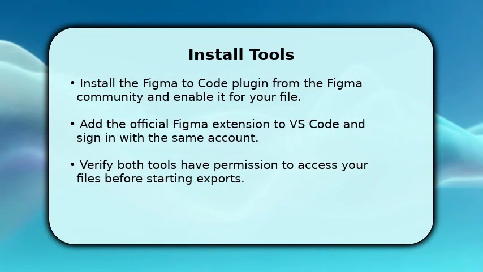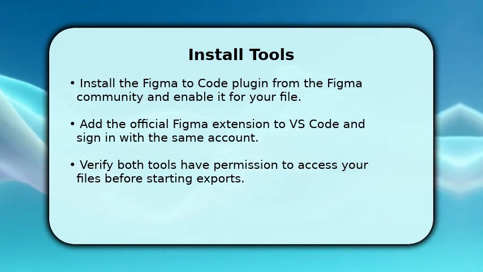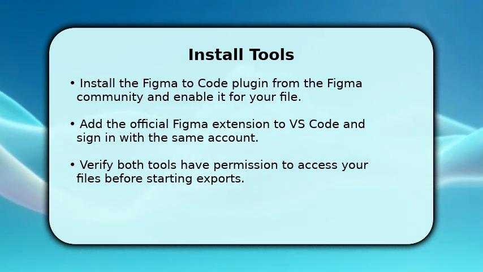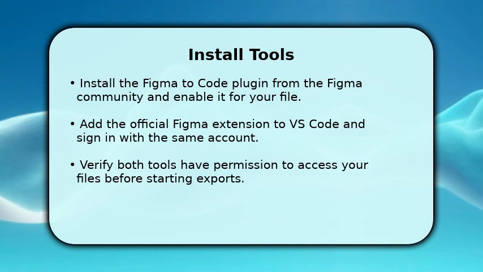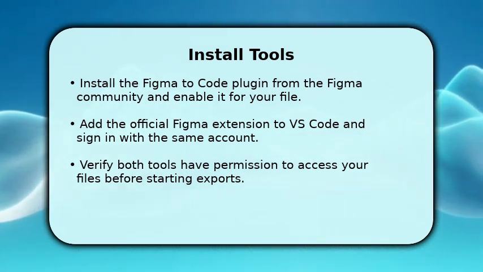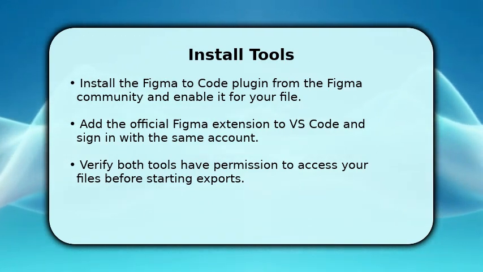Start by opening Figma and installing the Figma to Code plugin, then open VS Code and add the Figma extension from the marketplace. Sign into the same Figma account in both tools and grant file access when prompted. Confirm the plugin appears in Figma's right sidebar and the extension shows your account in VS Code. These steps ensure both ends can communicate, preventing missing assets or authentication errors later on.